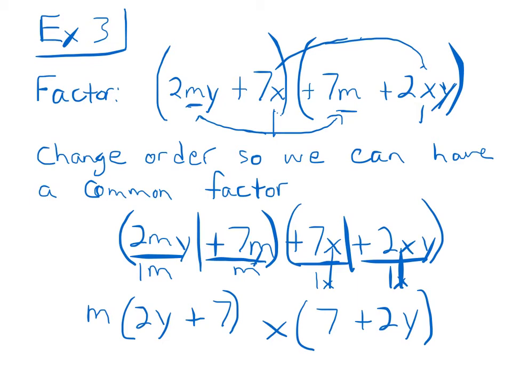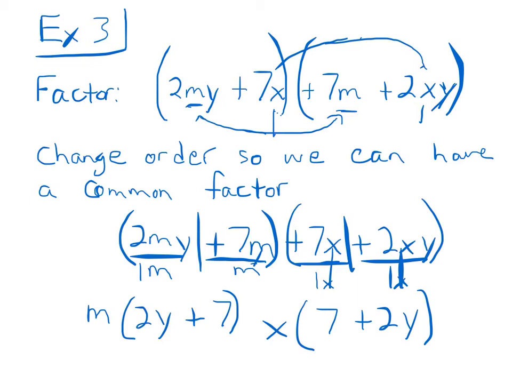Now, we have to look at these carefully, right? Because it looks like the order changed. This one's 2y plus 7, and this one is 7 plus 2y. So the question is, well, are these the same? And the answer is yes, they are still the exact same because they still have the same signs.